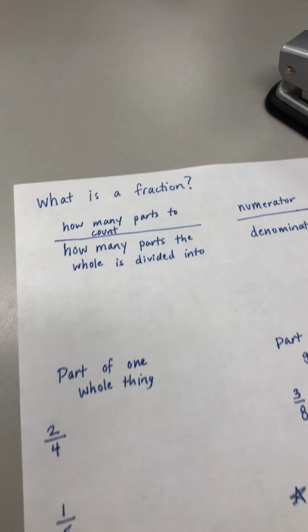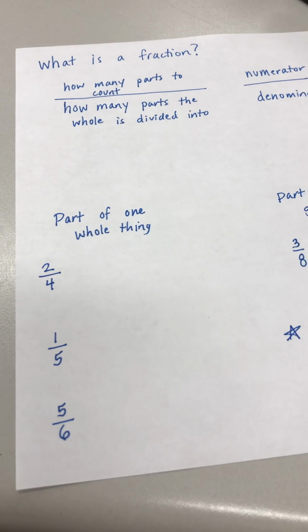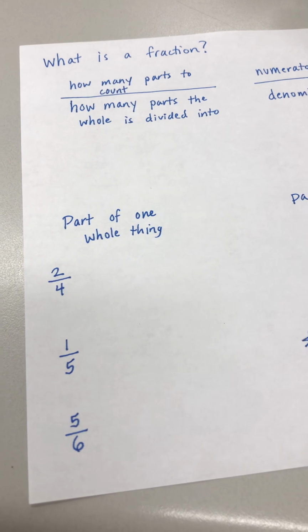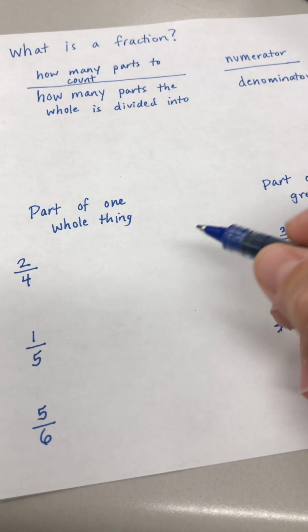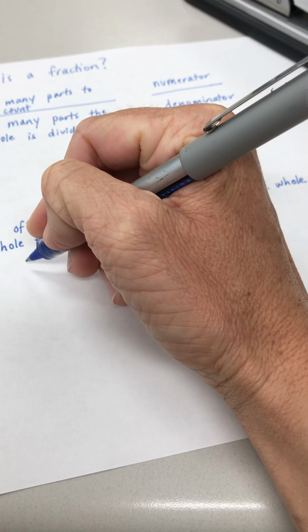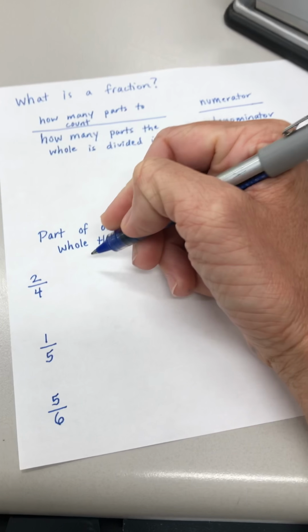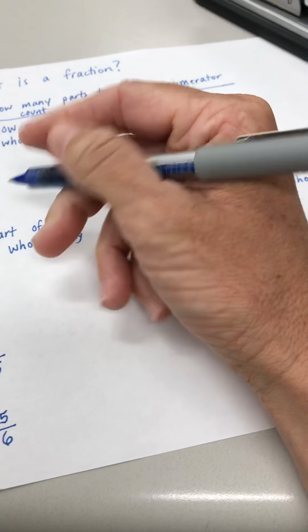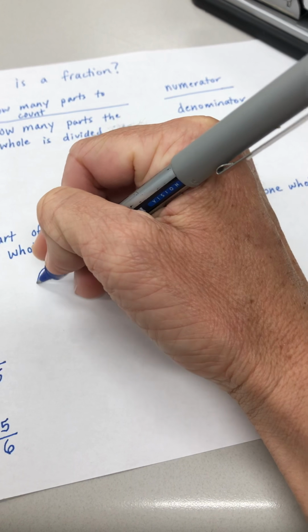So we're going to look at a couple different examples of what a fraction can look like and how it can be represented using models. So we can do part of one whole thing, such as part of a pizza, part of a cookie, part of a pie. So if I have part of one whole thing, I'm going to decide, what do I want my whole thing to look like? A lot of times we'll use square or rectangle models. We can even use number line models. In this case, I'll use a circle.